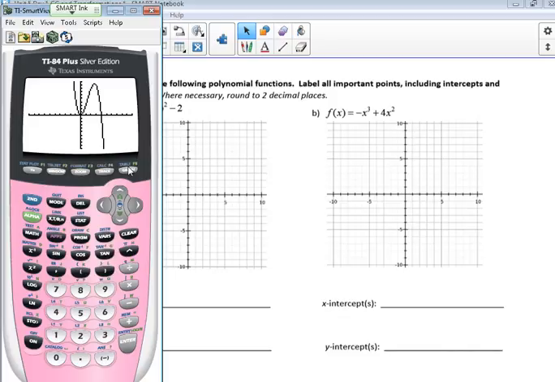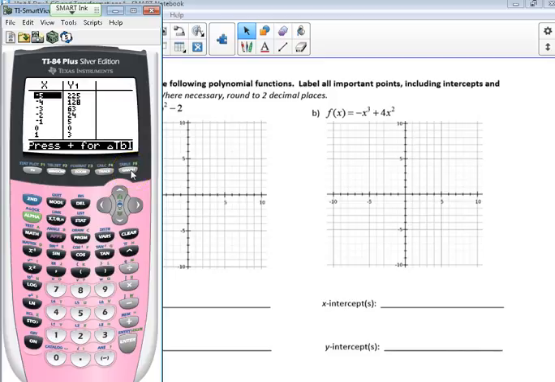Now, they're asking us to label important points. So we need specific points here. We can't just sketch this. So if you hit second graph, this is going to give you a bunch of numbers. Do I want to plot -3, 63 on this graph? Why not? It's not on the graph. The graph only goes up to 10 and -10. Does everyone see that? So you've got to find numbers that fall on this graph.